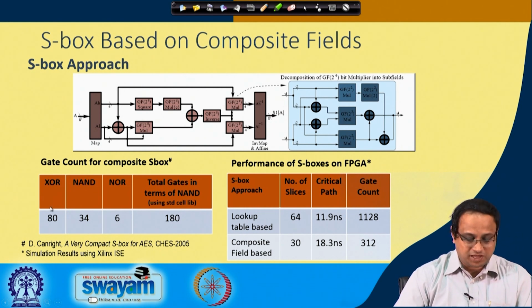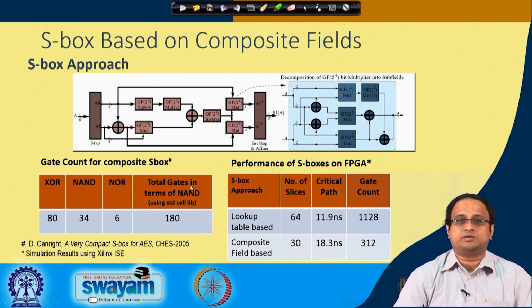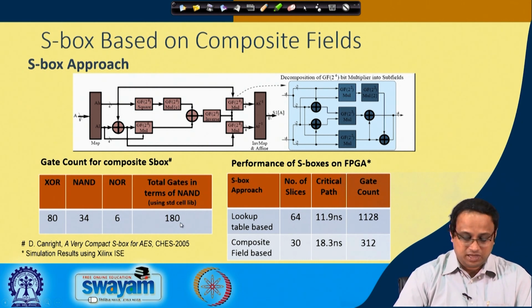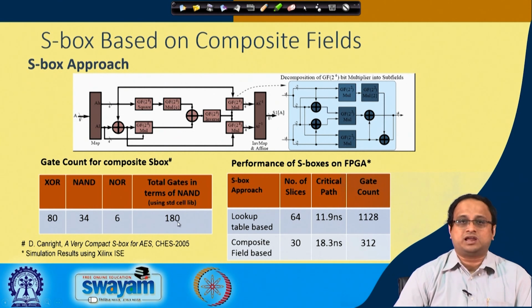For example, the number of XORs is something like 80, the number of NAND gates is 34, the number of NOR gates is 666, and the total number of gates in terms of NAND. This is what is called the gate equivalent, when you represent the entire gate requirement in terms of two-input NAND gates. And for standard cell libraries, it turns out to be 180, so around 100 to 200 gates you can do this design.